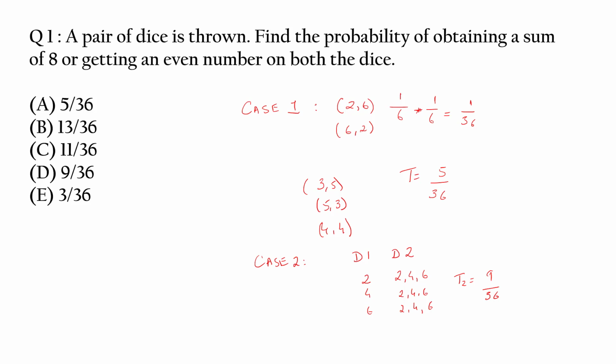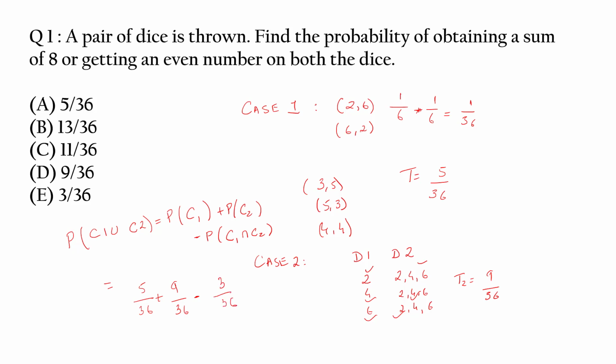The question essentially asks you P of case 1 union case 2, right? Which we know by the formula is P of case 1 plus P of case 2 minus the ones which are in common. So 5 by 36 plus 9 by 36 minus the ones which are common: 2 and 6, 6 and 2, and 4 and 4. So there are 3 cases which are common. So minus 3 by 36, which is equal to 11 by 36. So the answer to the first question is 11 by 36.